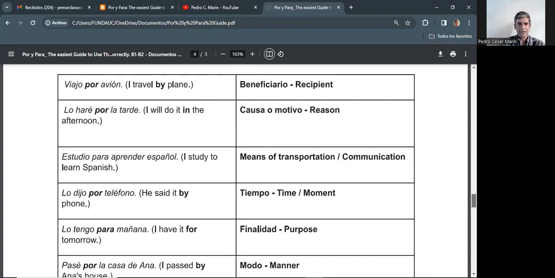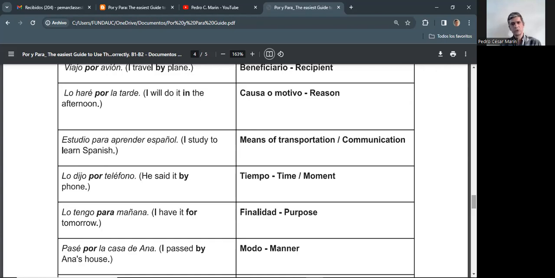Moment of the day. Estudio, that's the reason. Estudio para aprender español. Okay, that's the reason. I studied to learn Spanish because I want to learn. No, that's the purpose. This is the purpose. I'm learning in order to learn Spanish. The reason will be because you're going to Spain.